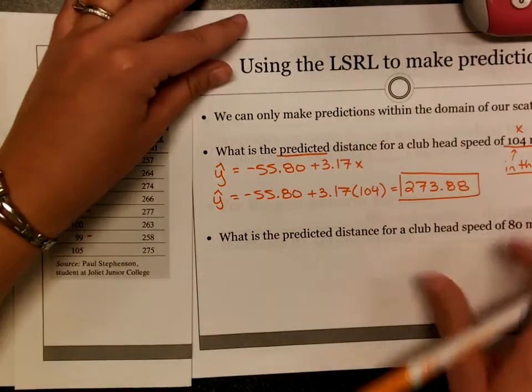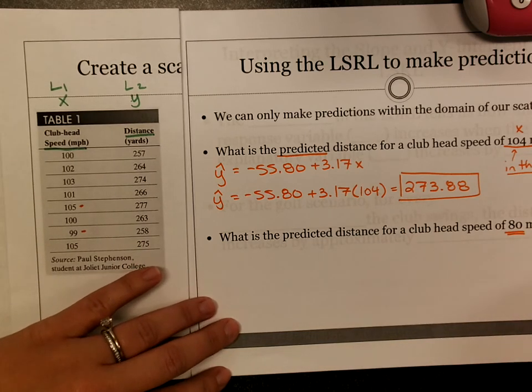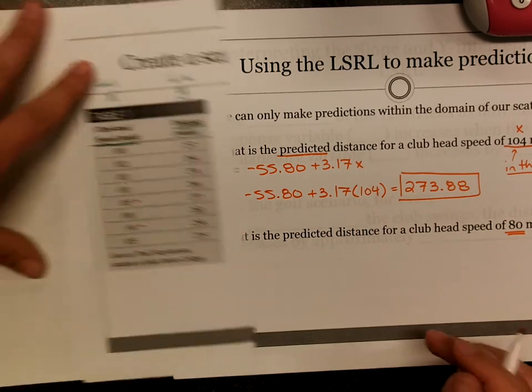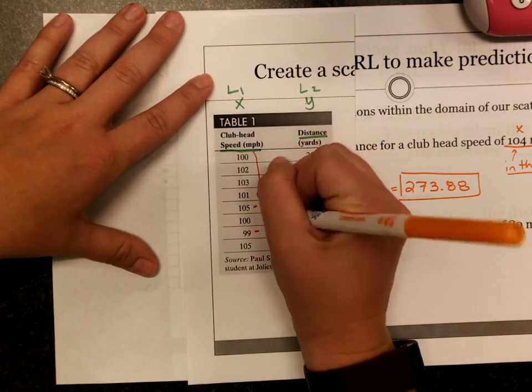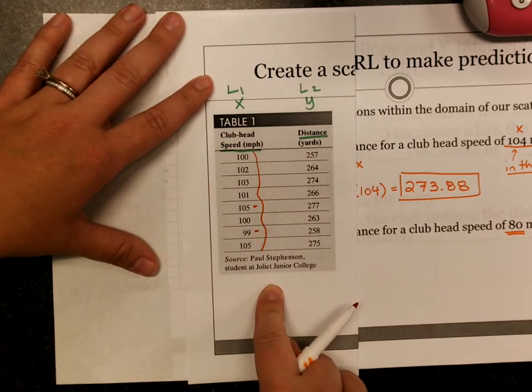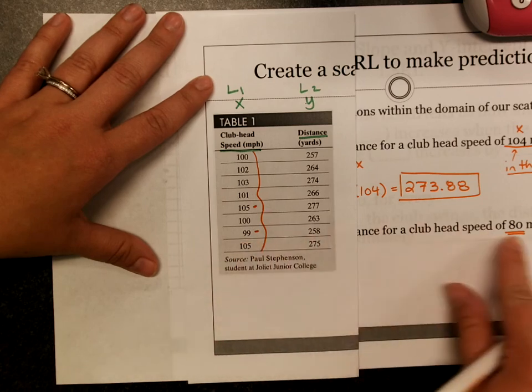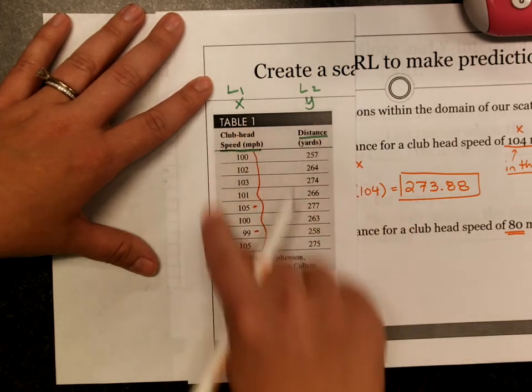Now the second question says, what is the predicted distance for a club head speed of 80 miles per hour? A lot of the time we just jump in and plug in 80, but before we do that we have to go back to our original set of data. Is 80 in our domain? Not even close. The slowest speed we had was 99. So 80 is outside of our domain.